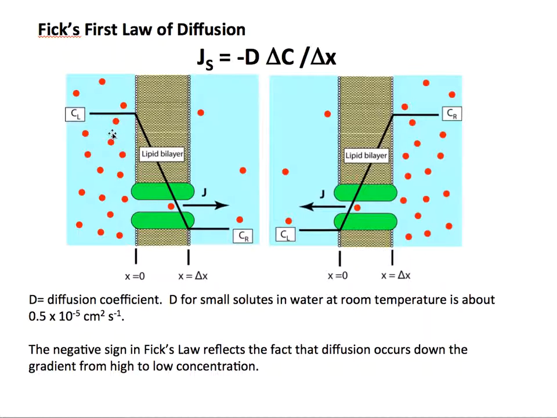So you have high concentration on the left side, low concentration on the right side. So you're going to have a net flow from left to right. On this figure, it's right to left. So it always goes along the concentration gradient. And that's the importance, that's the significance of this negative sign in JS. Always goes from high to low. And it will always go from high to low unless it's an active transport.